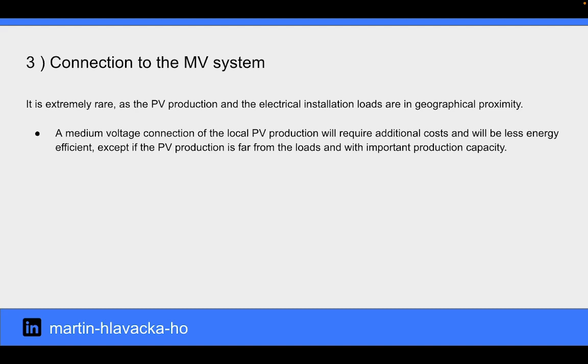A connection to the medium voltage side of the electrical installation is extremely rare, as the PV production and the electrical installation loads are in geographical proximity. A medium voltage connection of the local PV production will require additional cost and will be less energy efficient, except if the PV production is far from the loads and with important production capacity.